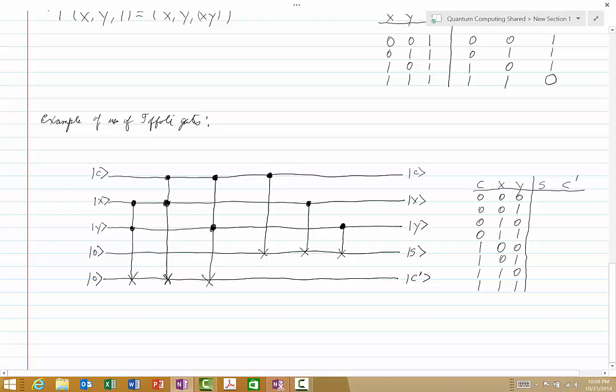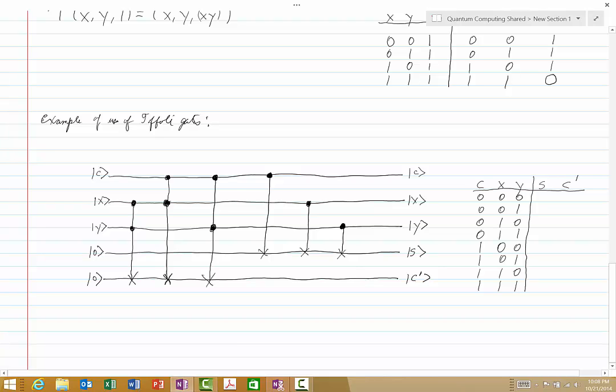Let's look now at an example of the use of Toffoli gates in a more complicated circuit. I'm not going to tell you right now exactly what this circuit is supposed to accomplish. Instead, what we'll do is try to figure this out ourselves, and then we'll know what this is. And by the way, this example is in your book. So here we have the circuit under consideration.